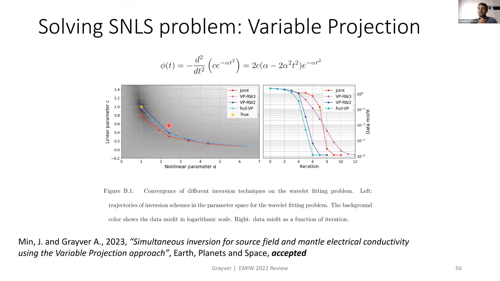There are other methods than this alternating approach that you can use to solve the separable nonlinear least squares problems, the so-called variable projection. The variable projection is actually the most rigorous and efficient way to address these problems. It requires quite a bit of additional work to implement it. But the advantage of this method is that first, it converges much faster than this naive alternating approach. And the second advantage is that it automatically retains the consistency between the conductivity and the external source. So we have recently got the paper on this method applied to the EM induction sounding problems accepted in the EPS journal. So hopefully it will be out soon.